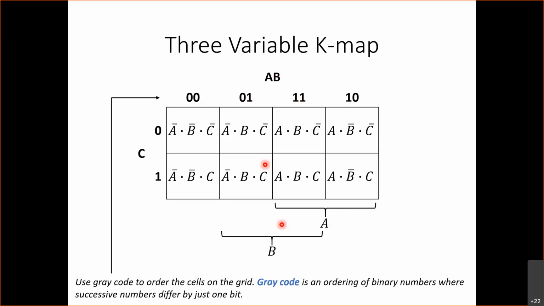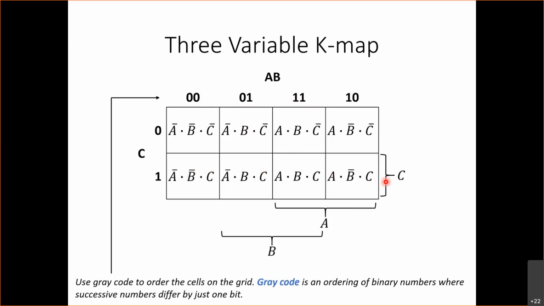These 2 columns in the middle will correspond to when B is 1. And you'll notice that this is why it was important to only change 1 bit at a time using gray code. Because here we have 0, 1 or 1, 1. So in both of these cases, B is going to be 1. And then finally, this entire row over here corresponds to when C is 1.